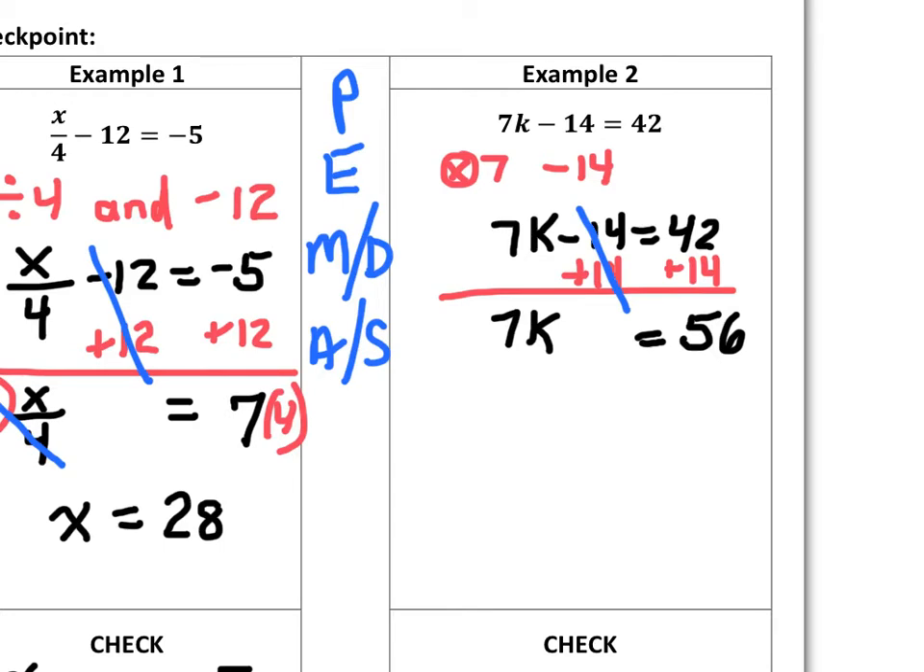Now, k is being multiplied by 7. We're going to undo that multiplication with division. Whatever I do on one side, I got to do on the other. 7 divided by itself reduces to 1, so we successfully have k by itself, and 56 divided by 7 is 8.